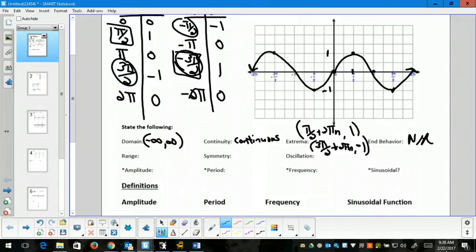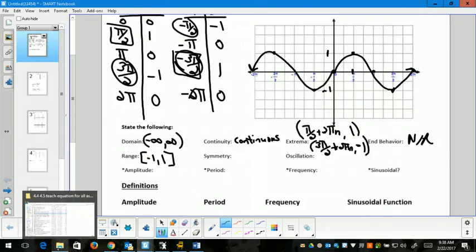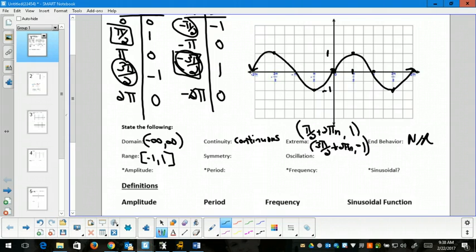Our range for this, -1 to 1, brackets. There is symmetry. That symmetry has a specific name, I can't think of the word, we'll get to it. It's symmetry in terms of even versus odd. If it's even, it's reflected across the y-axis.